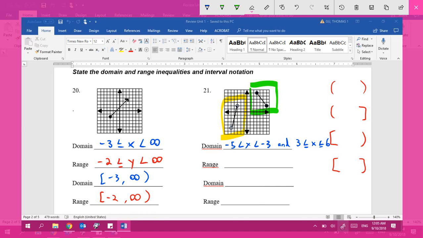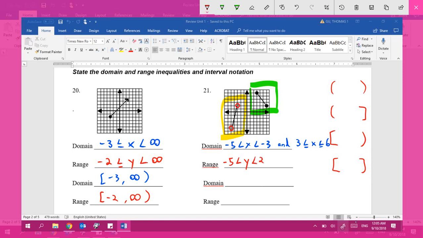Okay, so now we've got to do the range. For the range, we're going to find the lowest point in this yellow highlighted area. The lowest point is right here, and that's an open circle. So that's 1, 2, 3, 4, 5, 5 spots down, so -5. Less than because open circle. Y because we're talking about the range now. And then the highest point on that section is right here, and the y value right there is 1, 2. So we're going to put 2, and less than because it's an open circle.